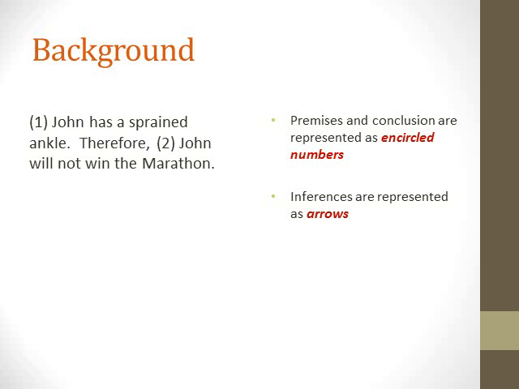So let's just take an example. Here we have an argument that consists of two claims. The premise is John has sprained his ankle, and the conclusion is John will not win the marathon, right? So plainly and simply, to diagram this, what we do is we represent the premises and the conclusion as encircled numbers. So 1 represents the premise, and 2 represents the conclusion. And then we represent the inference from premise to conclusion with an arrow right here. So this represents 1, so 2, or 1, therefore 2, or 1 gives support for 2.